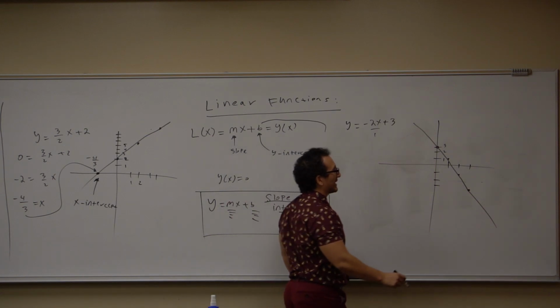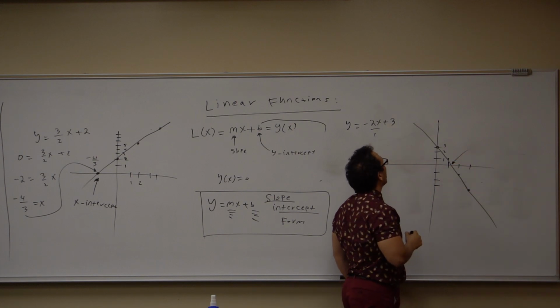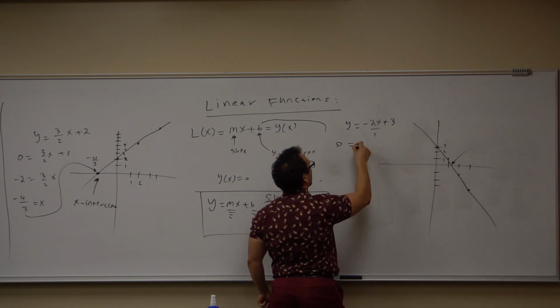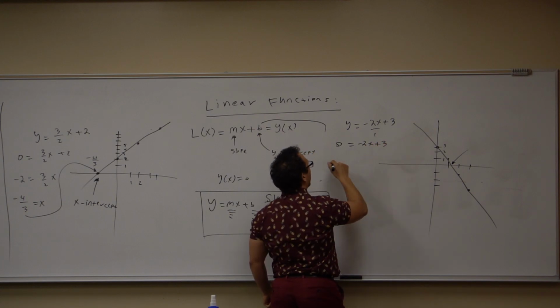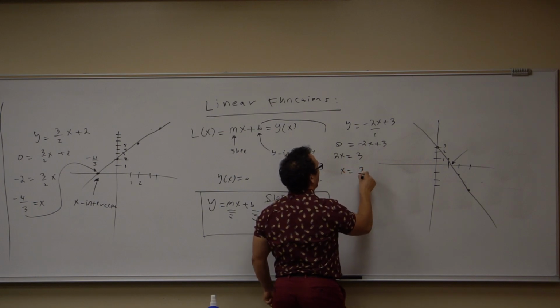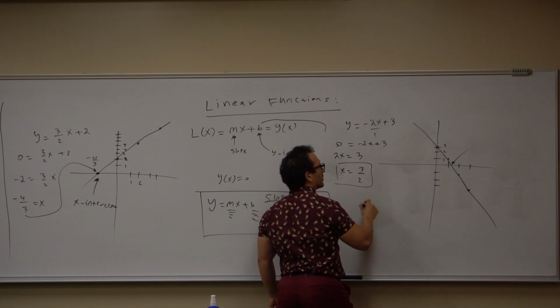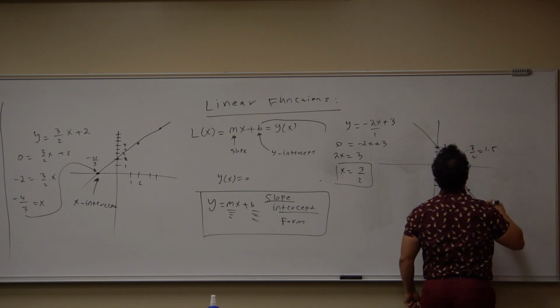Where is it crossing this x-axis right here? Okay, that's the x-intercept. The function assumes the value 0 here. So all we got to do is solve for x. So I add 2x to get this, and I get x is equal to 3/2. So this right here is at 3/2 or 1.5.